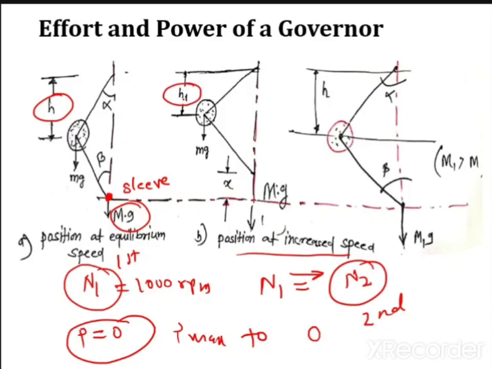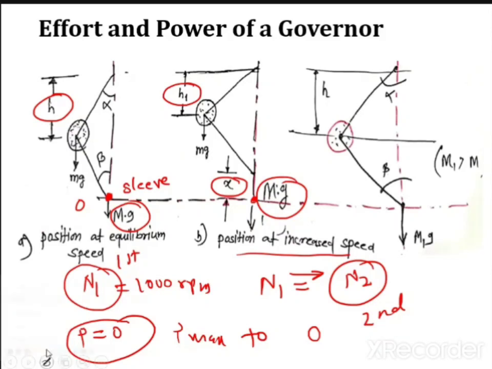So what is the decreased height? H1. And what is the sleeve lift? X is the sleeve lift. And what is the force acting at this particular sleeve point? Mg. So Mg is the same force, right? Now Mg is the same force which is acting at this sleeve point, but the sleeve has lifted from this 0 point to this x point. So sleeve lift is equal to x and the height changes to h1.